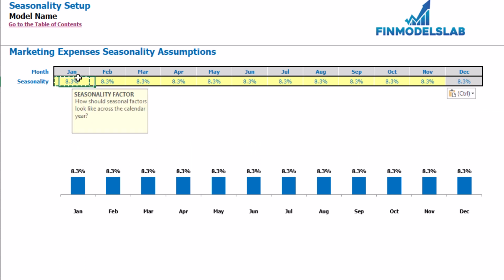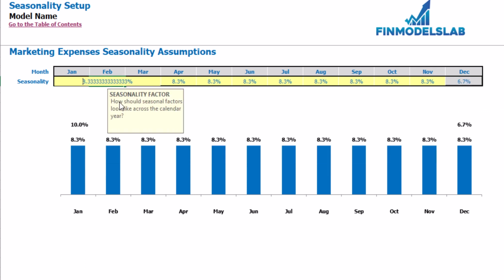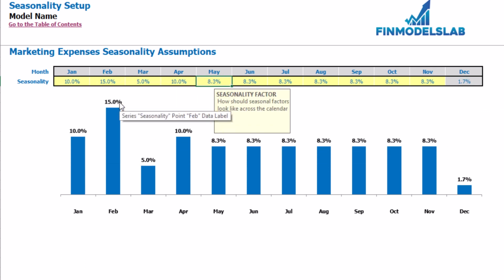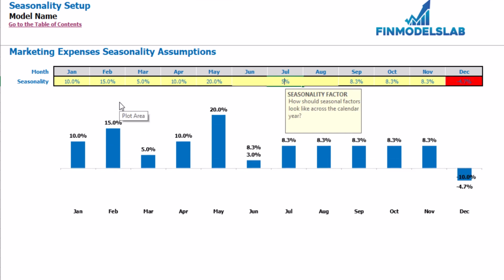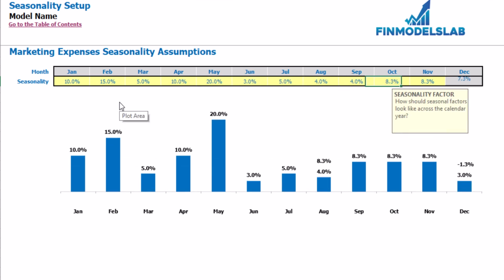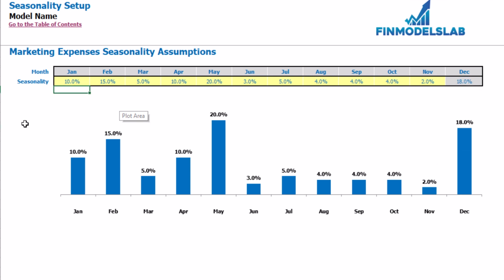But if you need some seasonality, you can set up, for example, 10, 15, 5, 10, 20, 3, 5, 4, 4, 4, 2. And the December will balance, so in total it should be always 100%. So December will show the rest amount to have 100.